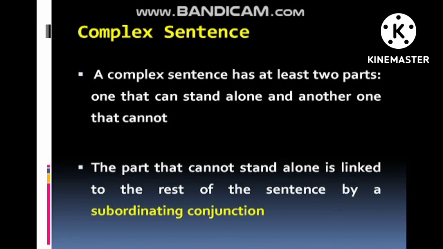A dependent clause starts with a subordinating conjunction or a relative pronoun and contains a subject and verb, but does not express a complete thought.